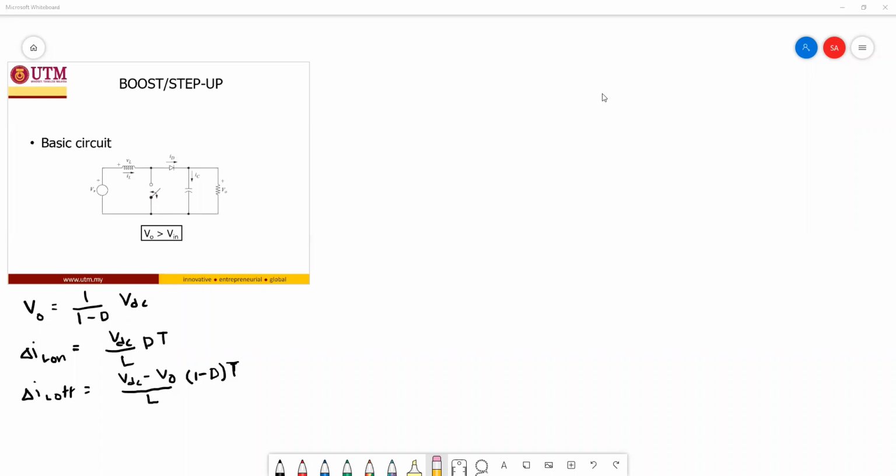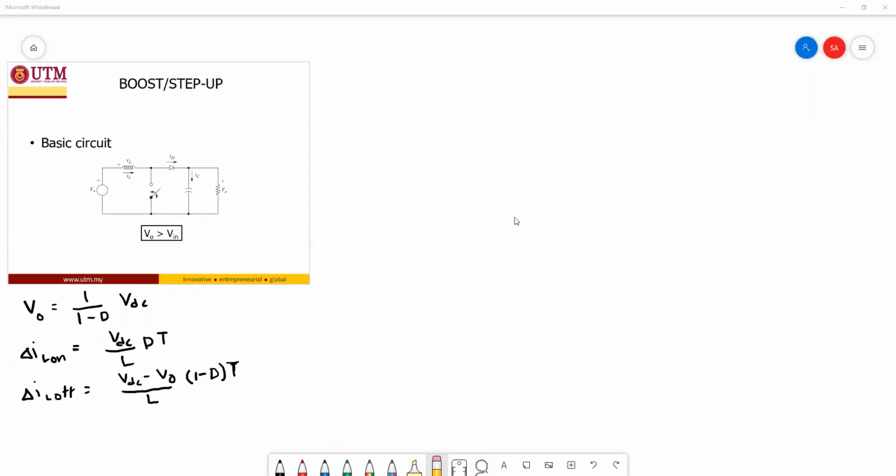We meet again on this lesson, still in the boost converter topic, but on the analysis of the inductor current of the boost converter circuit. So I have written down the equations that we derived in the earlier lesson, which is the V out in terms of VDC, and then the change of IL during turn on and the change of IL during turn off.